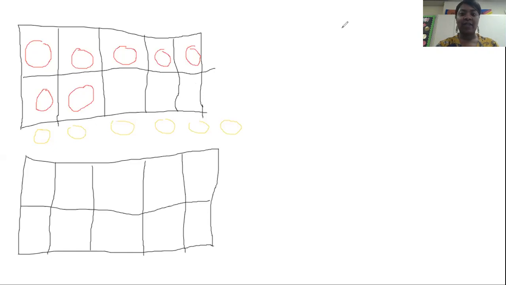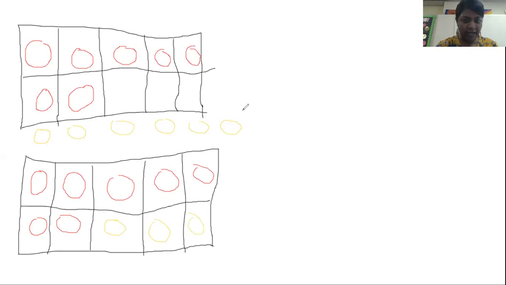So let me just redraw this. Okay, so I'm going to put my 7 paper clips that are small right here in my 10 frame. 5, 6, 7, and I'm going to put my 3 yellow in here. 1, 2, 3. Okay. So how many are remaining? 1, 2, 3.